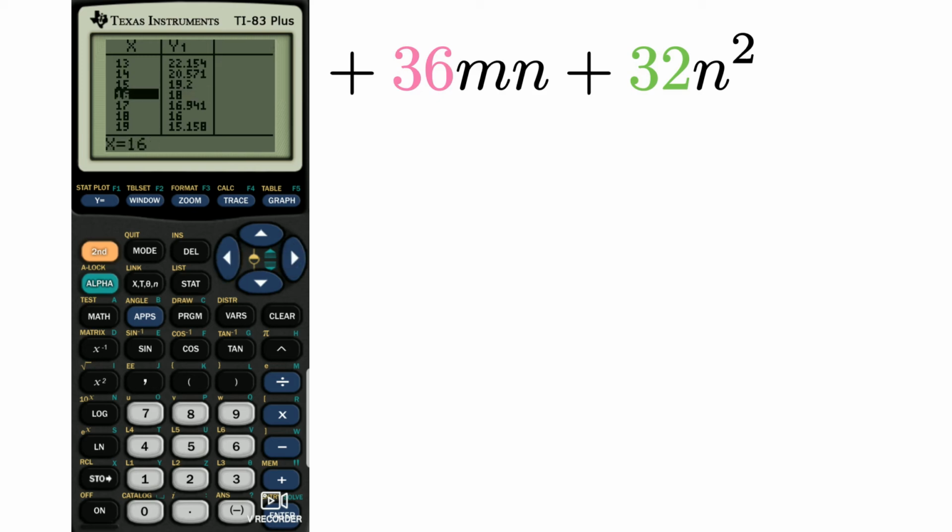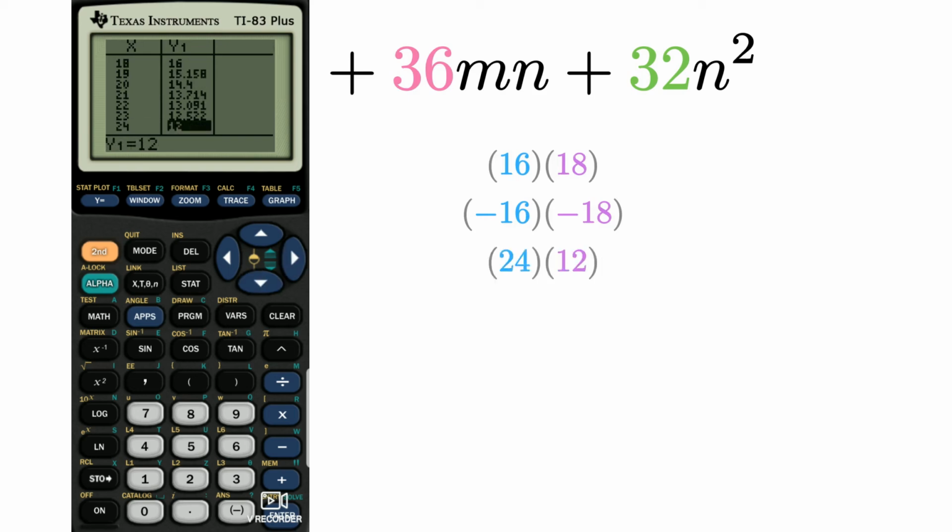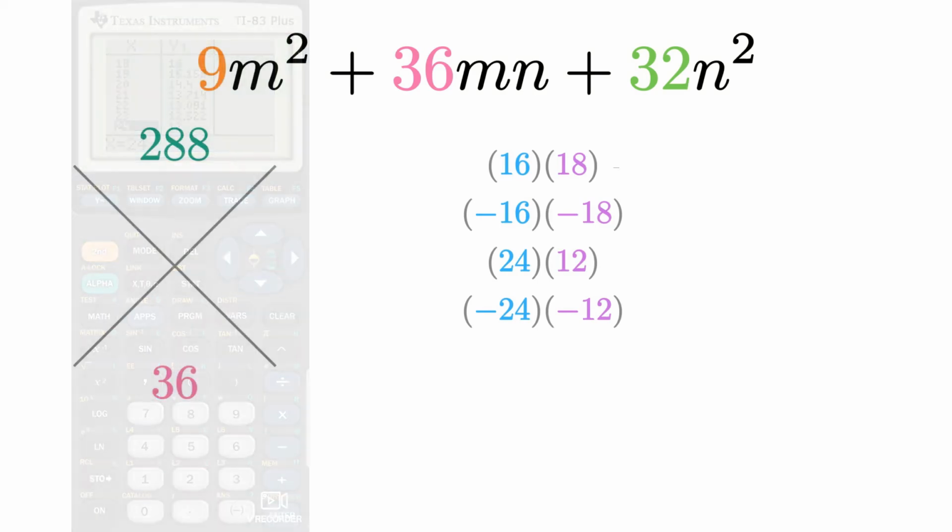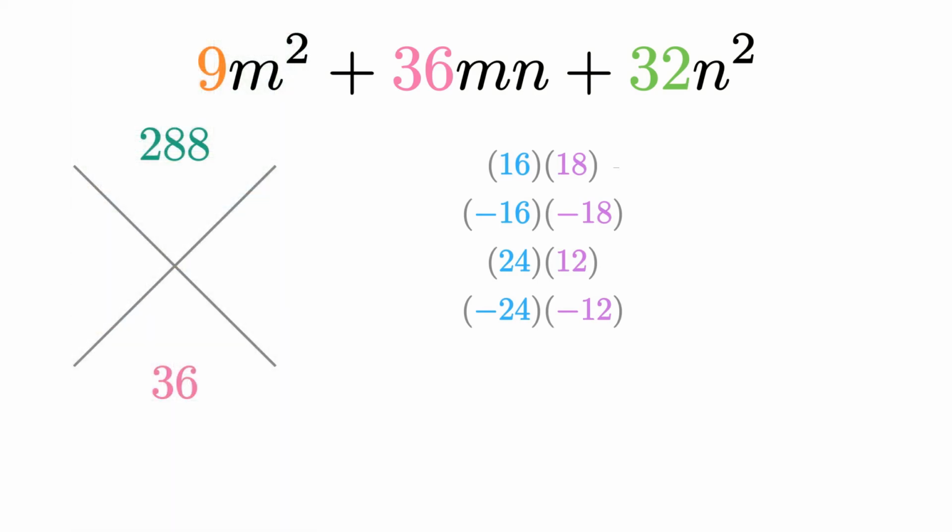So I'm going to write that down. 16 and 18 is a pair, and then we can also do negative 16 and negative 18, because that'll also give us 288. The next pair I see is 24 and 12, so I'll write that down, and I also do negative 24 and negative 12 as well. And that's just a little shortcut you can use. It doesn't give you the exact pair, but it helps you figure out what will work in case you just cannot think of any off the top of your head since it's a big number.